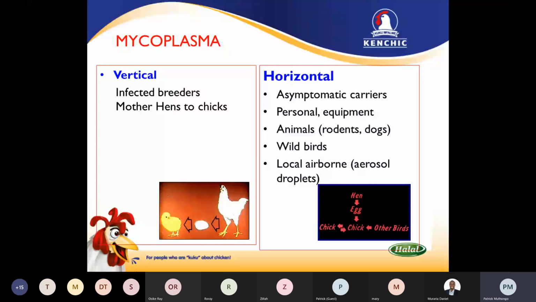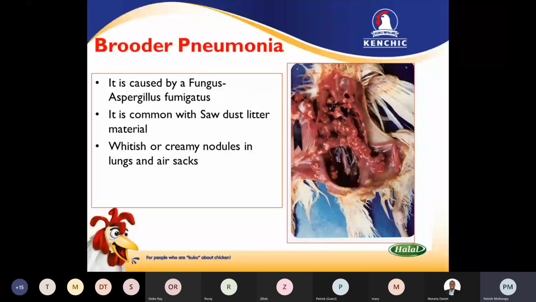So just sorting the wood shavings, understanding how the wood shavings could bring an issue to your farm would really save your next flock from a very high chick mortality.